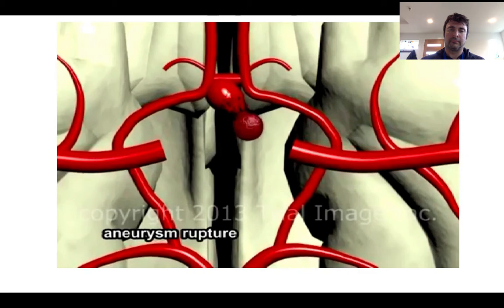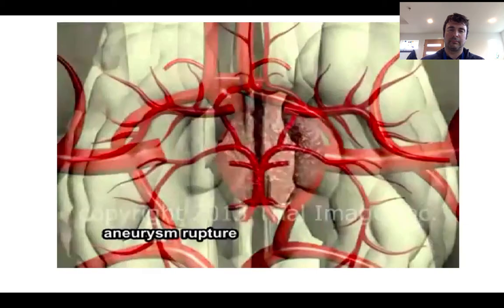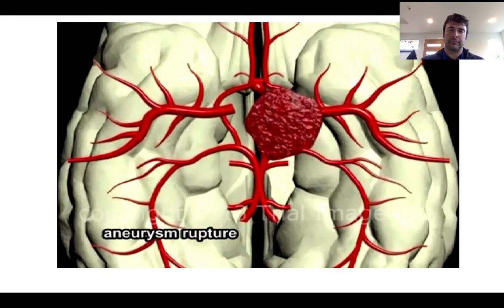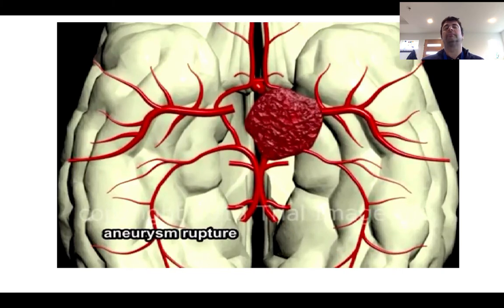With rupture, blood spreads rapidly across the surface of the brain via the cerebral spinal fluid. Bleeding generally only lasts a few seconds. However, rebleeding may occur and is most likely within 24 hours of rupture and initial hemorrhage.